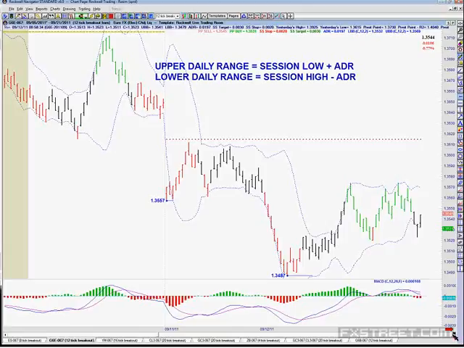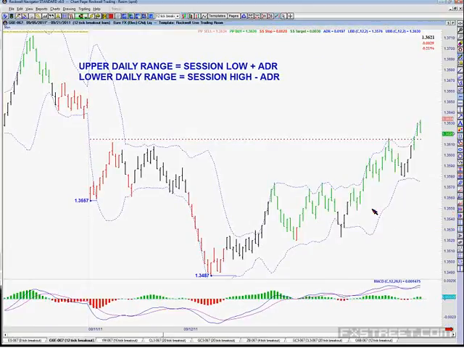Let's see if we get back above that level. So if I'm looking at 34.87, that's our session low, and I see that the average daily range is 197 pips. I could take 34.87 and I can add 197.